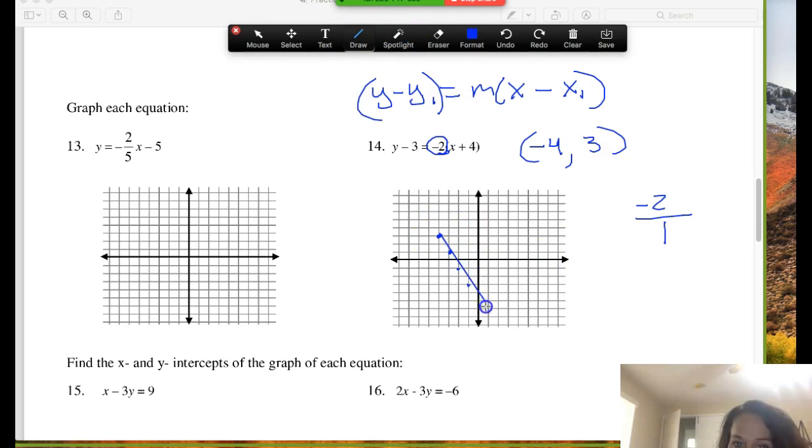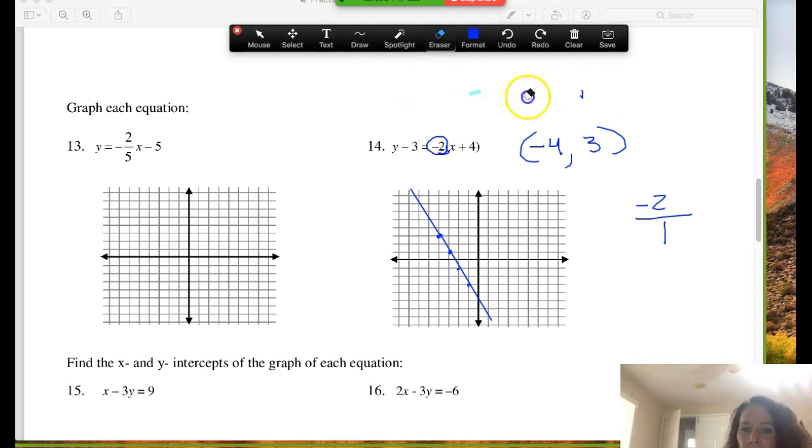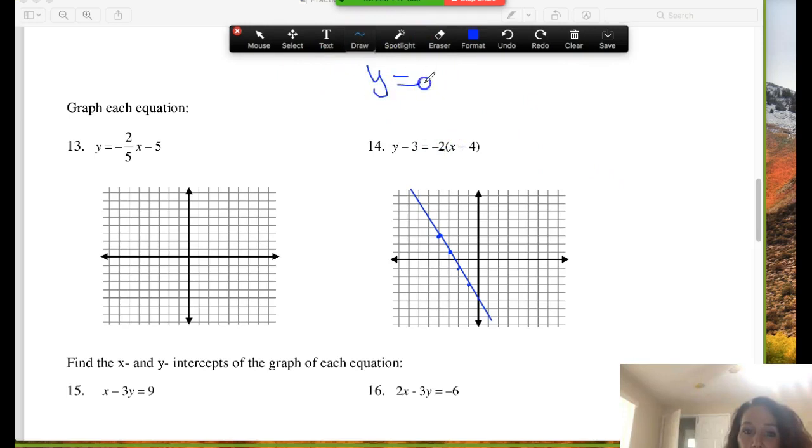Okay, if you're in point slope form, you can easily graph without changing to slope intercept form. If you're not a fan of point slope form and you forgot it's opposite this, opposite that, well, just change this to slope intercept form, your graphing form. Do that by just solving for y. So distribute to both sides.